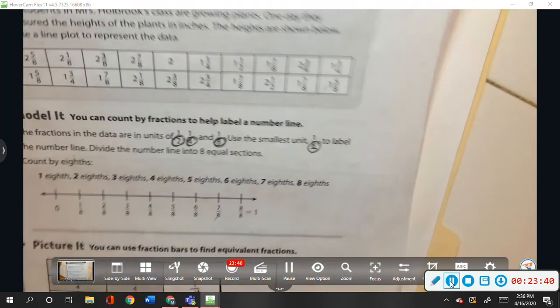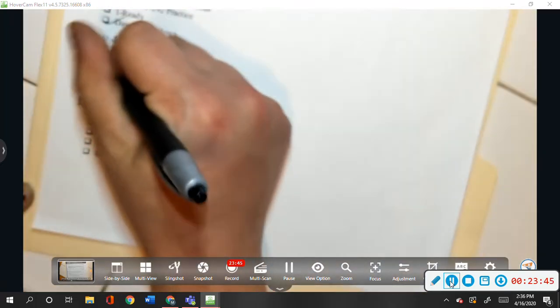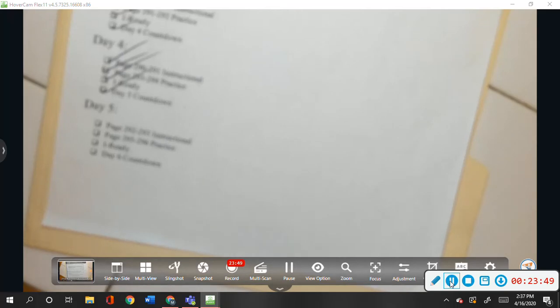Anyway, that concludes day 4. We've done our instructional, we've done our practice, we did our countdown. Now you need to do your i-Ready. Please, please, please be making sure you are sending me pictures of your work so I can hold you accountable. I don't know how we're going to be grading them yet, but I would really like to get some feedback to you guys so you can see how you're doing.